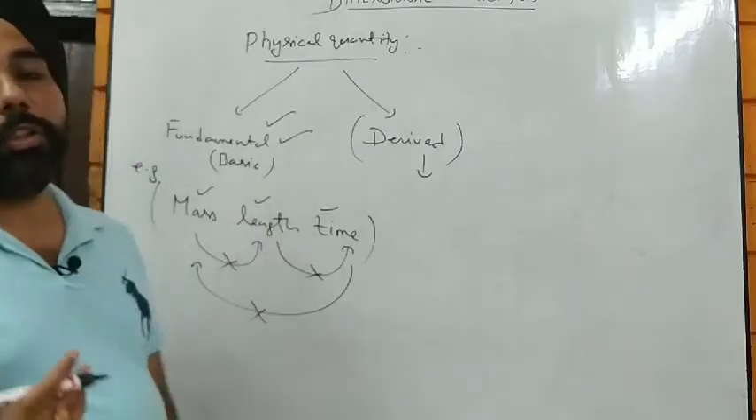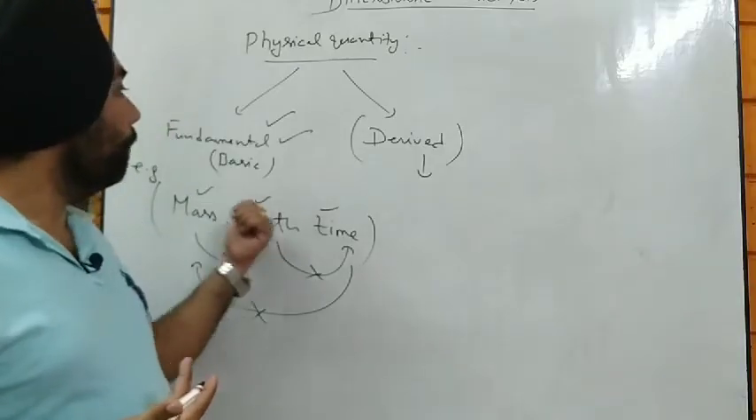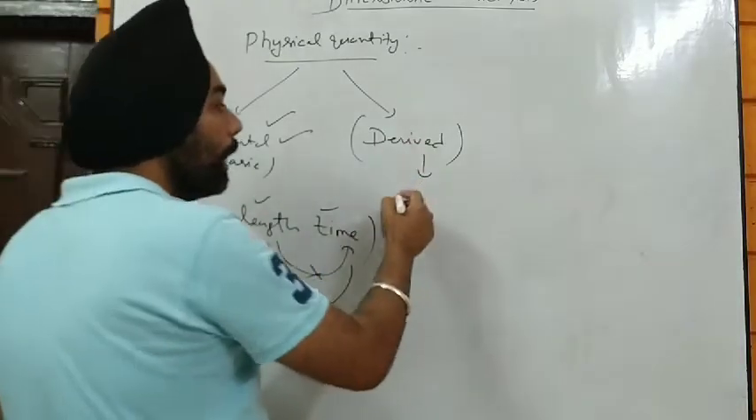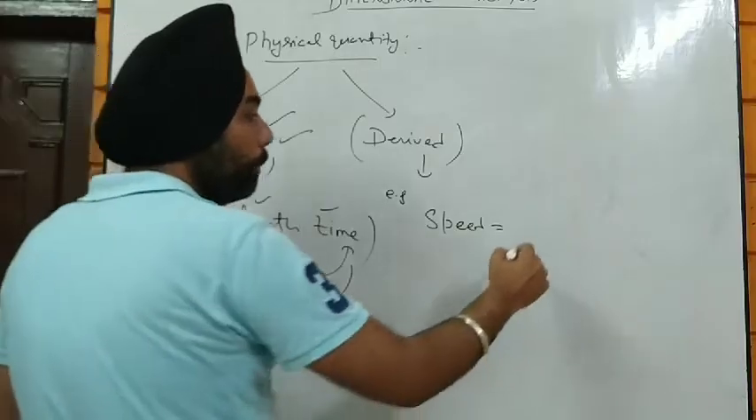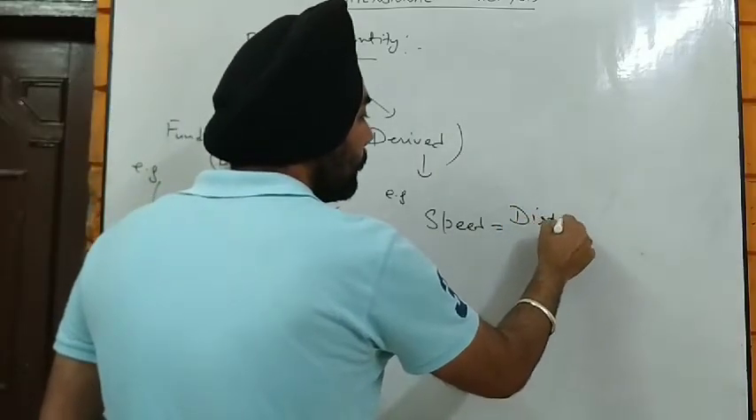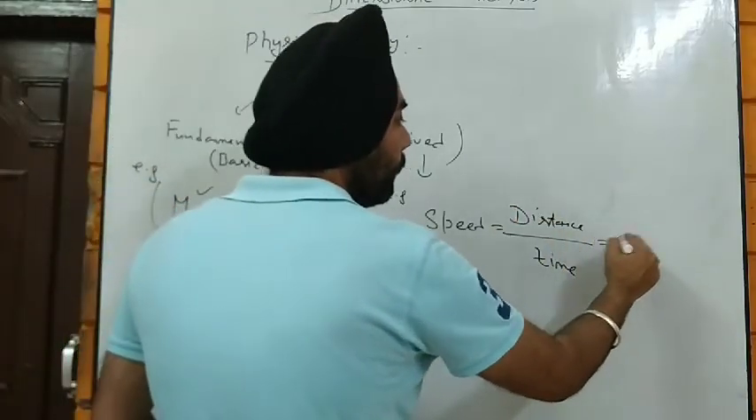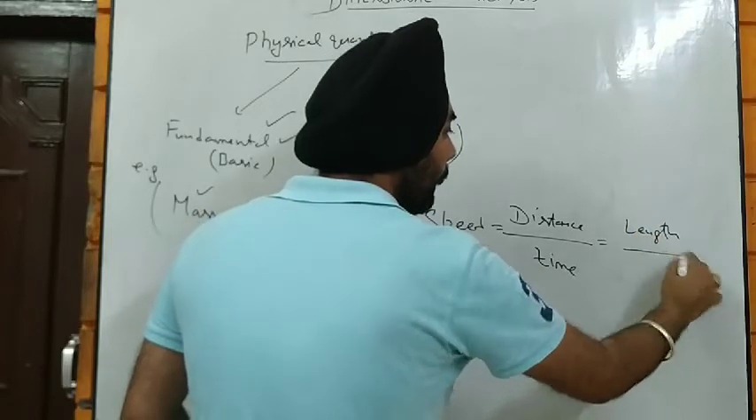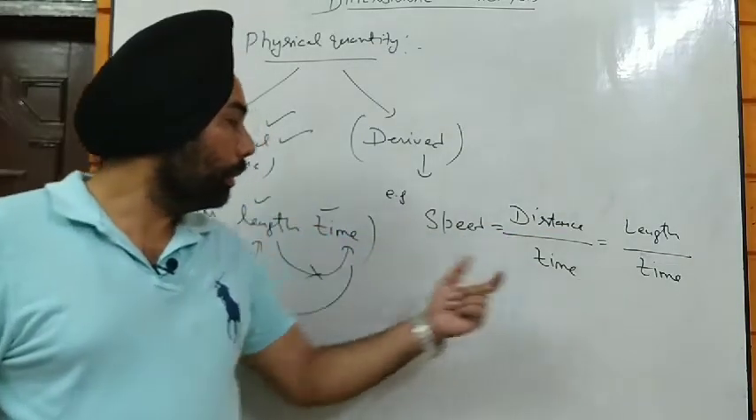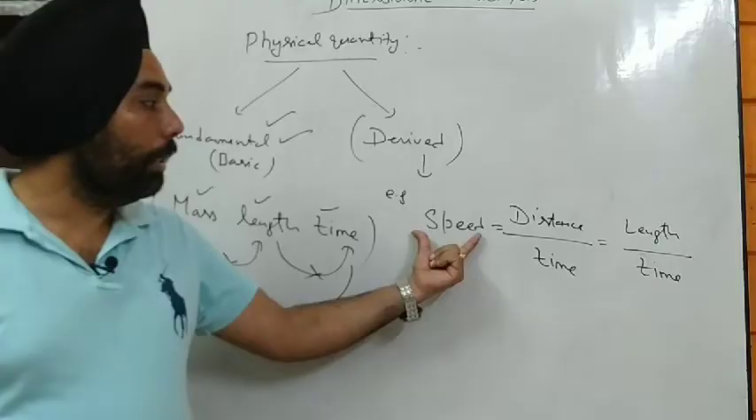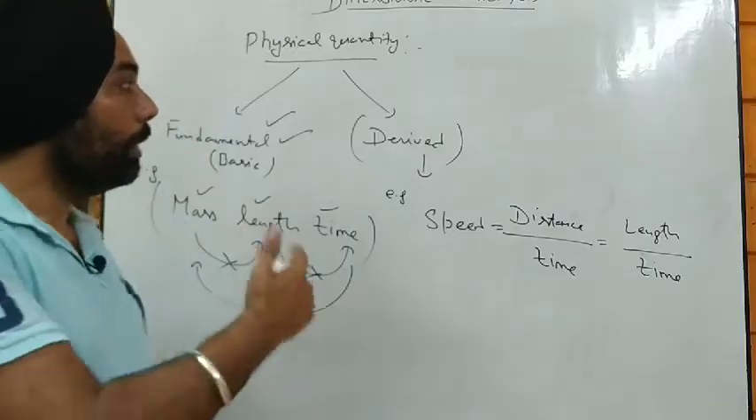Now the derived physical quantities. Derived physical quantities can be calculated by multiplying or dividing the fundamental quantities. Let's take an example: speed. Now, you know what is speed? Speed is distance over time. And what is distance? Distance is length. Now, length and time both are fundamental quantities. So, any quantity which can be derived by multiplying or dividing the fundamental quantities is known as derived physical quantities.